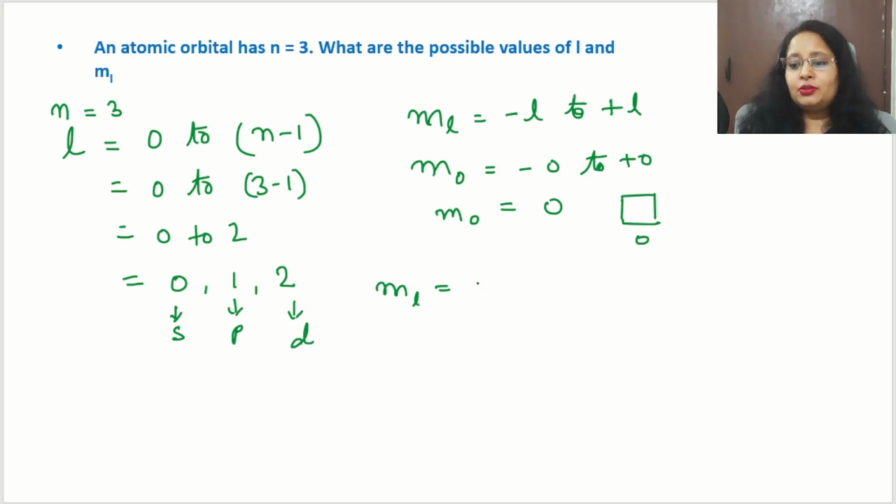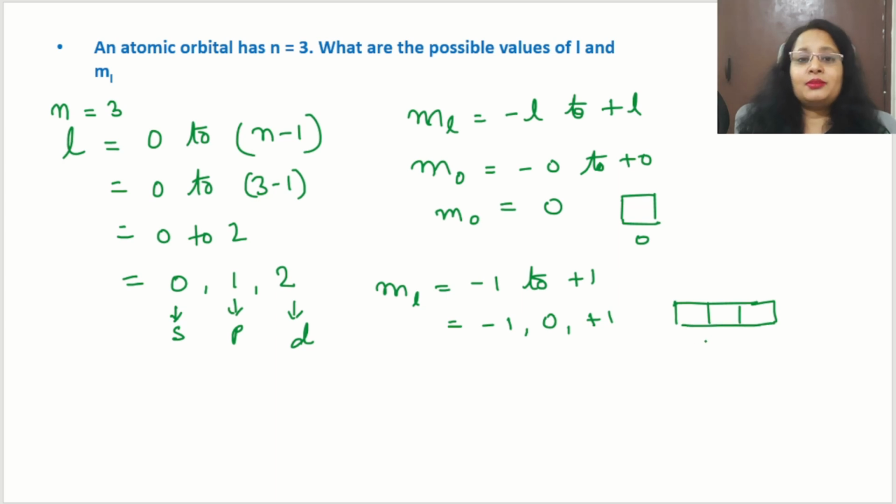In the same way, for l equal to 1, ml is again minus l to plus l, so minus 1 to plus 1. The values will be minus 1, 0 and plus 1. So it means there are 3 orbitals, 1, 2 and 3, and 3 orbitals means p orbital. So minus 1, 0, plus 1.